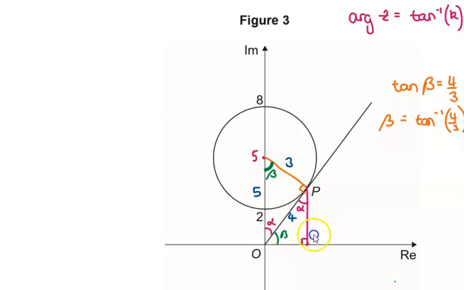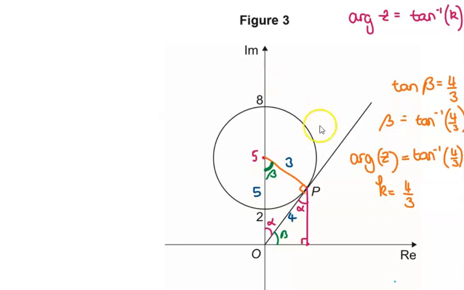But as we've just discovered, beta here is actually the argument of z. It's the angle that z makes. So argument of z is equal to the inverse tan of 4/3. And so in that case, k must be equal to 4/3 if we compare those two things.